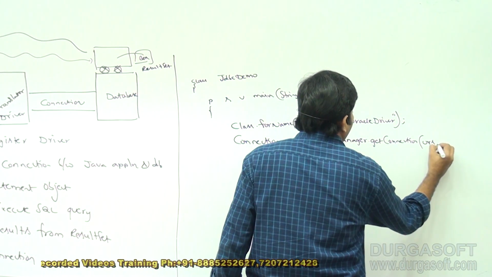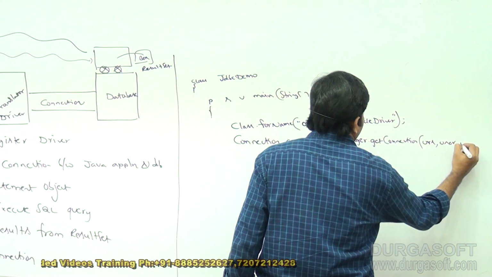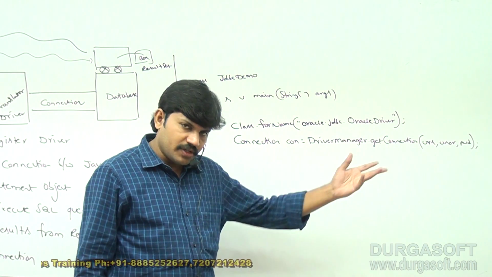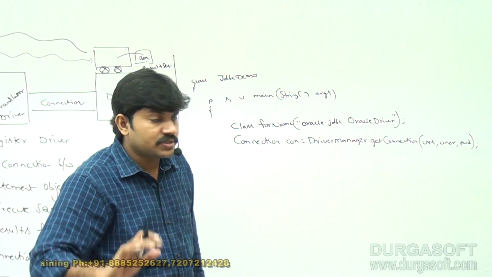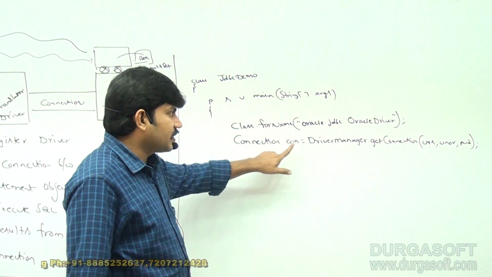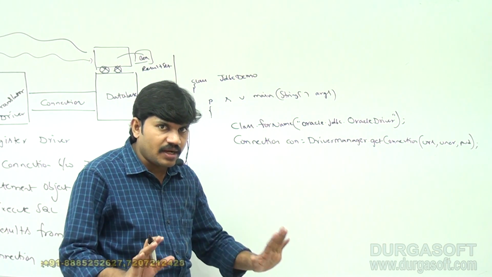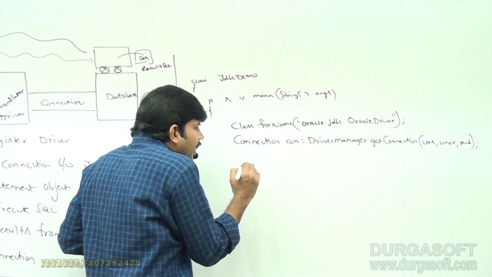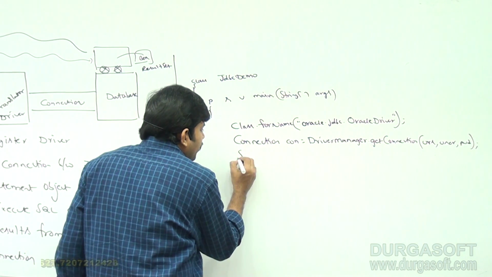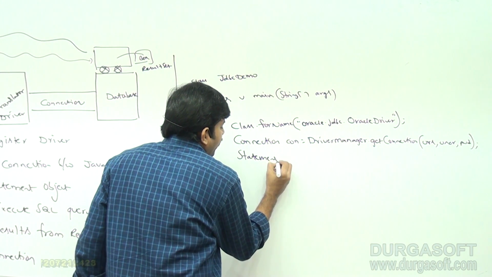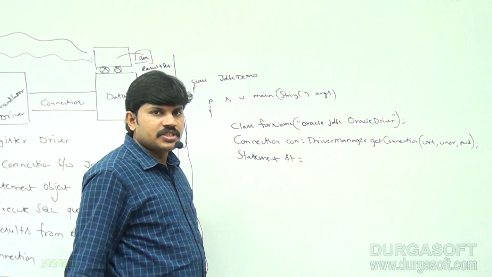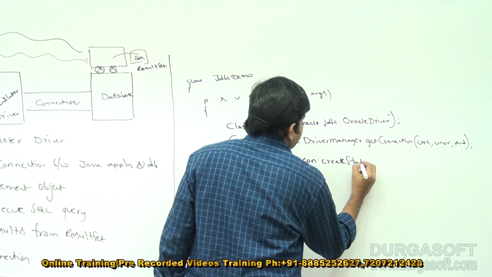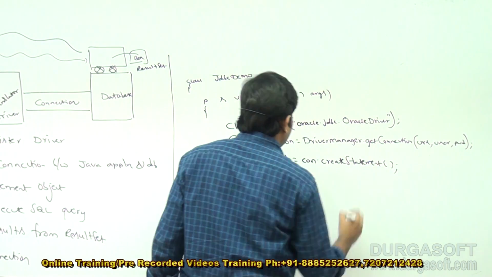Okay, sir, the URL, next the username, and after that the password. Don't worry about this one. Of course, I will show the exact values in the program, and slowly in the next videos I will explain. Sir, Class.forName, then Connection con is equal to DriverManager.getConnection with URL, username and password. Next, create the statement object. How to create the statement object, sir? Statement st is equal to con.createStatement.